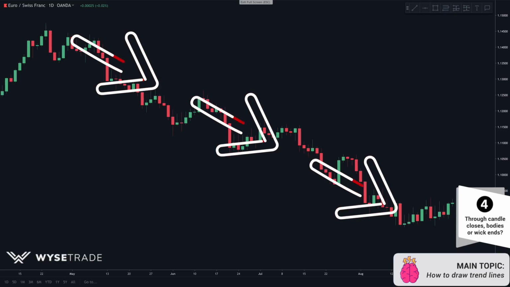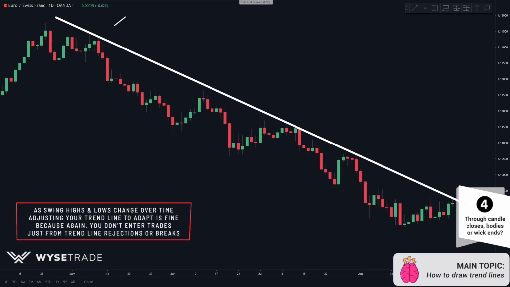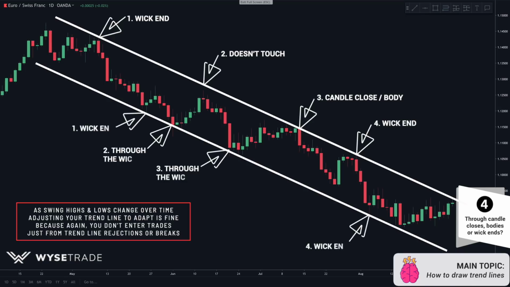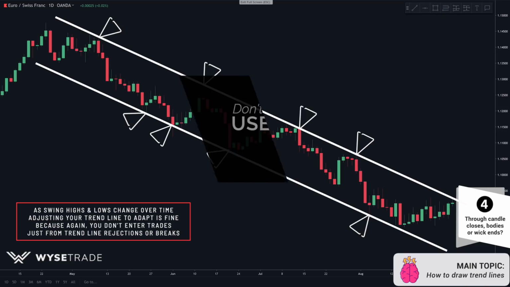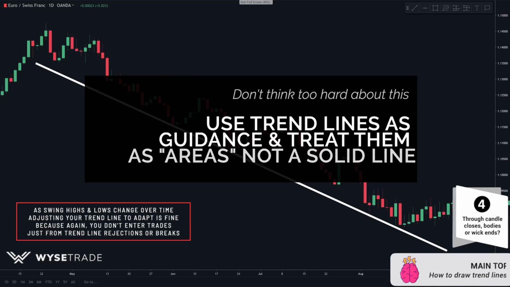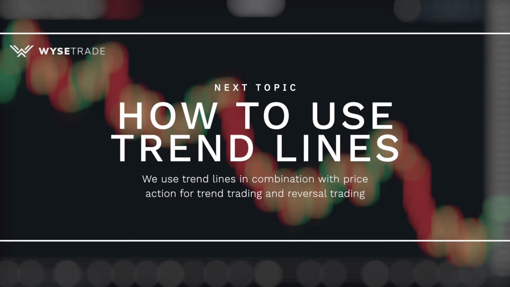Here's your clear moving downtrend, and along the top, we would place our trend line like this. Again, wick ends, doesn't touch, candle close, wick end. And along the bottom, we would place our trend line like this. So don't think too hard about this, because again, we use trend lines as guidance and treat them as areas, not a solid line. Now that you know what trend lines are and how to draw them, let's jump into how to use trend lines in combination with price action.